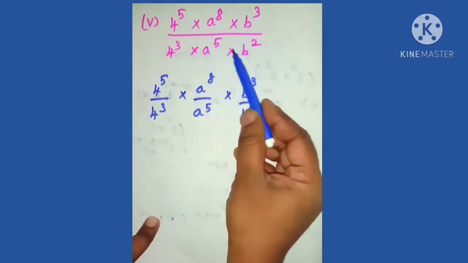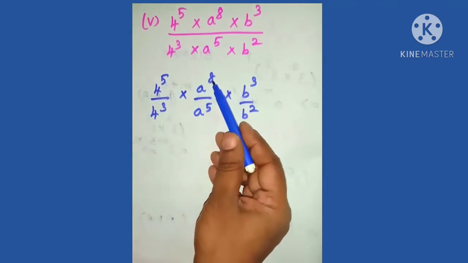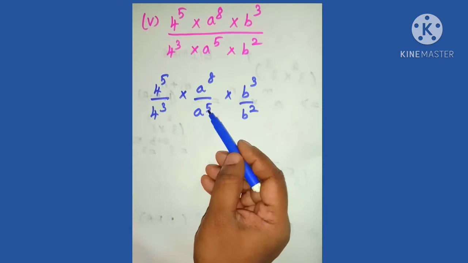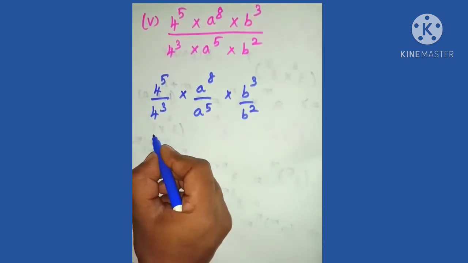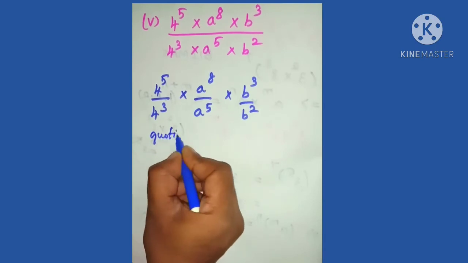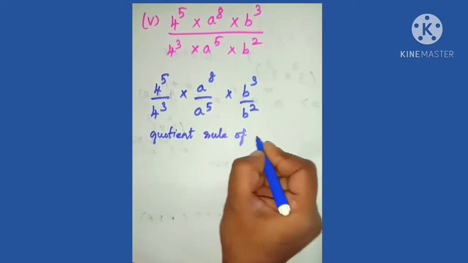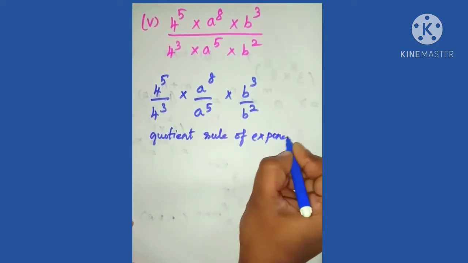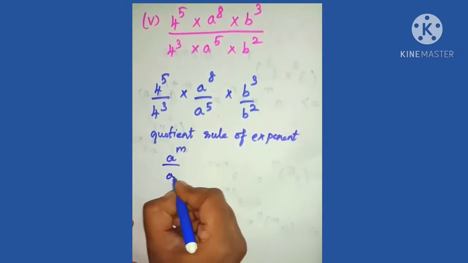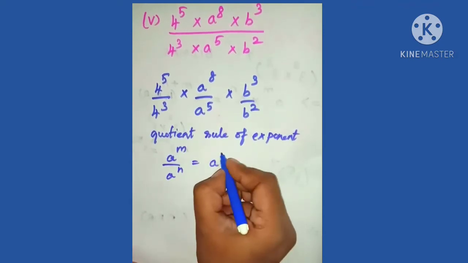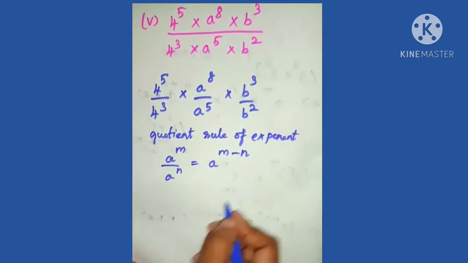Hence we can write the given expression as 4 power 5 by 4 cubed into a power 8 by a power 5 into b cubed by b square. So here this is a quotient rule of exponents, that is a power m by a power n is equal to a power the difference of exponents.